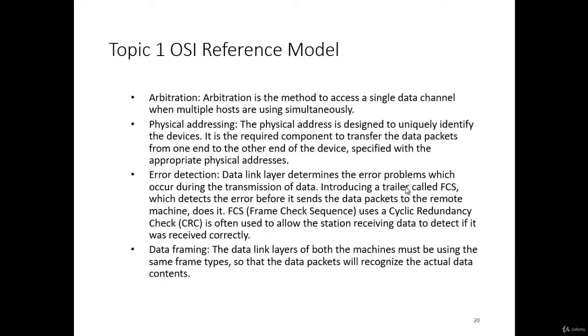Error detection. The data link layer determines the error problems which occur during the transmission of data, introducing a trailer called FCS which detects the error before it sends the data packet to the remote machine. FCS uses a cyclic redundancy check to allow the station receiving data to detect if it was received correctly. Data framing. The data link layers of both the machines must be using the same frame types so that the data packet will recognize the actual data contents.